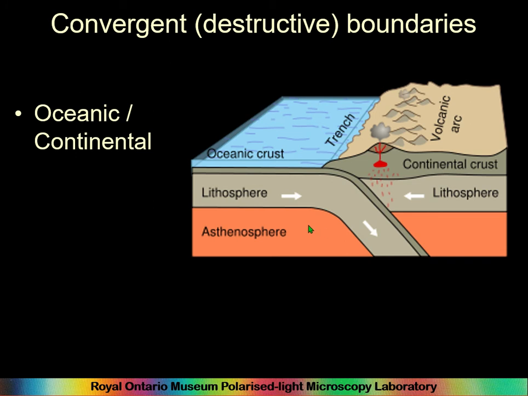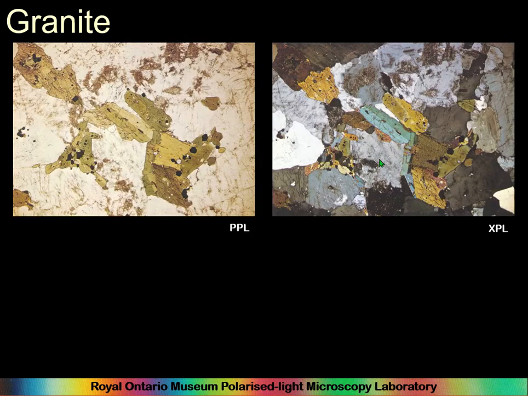So here on this convergent destructive boundary, this is the continent versus an oceanic boundary, you can see the melting of the crust here is creating magma, which will come up as a felsic volcanic, or if it doesn't reach the surface, it will cool and become granite. So here's a nice granite thin section, plain polarized light and cross polarized light.